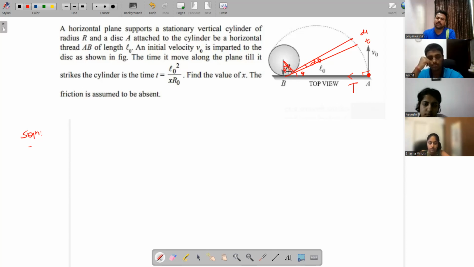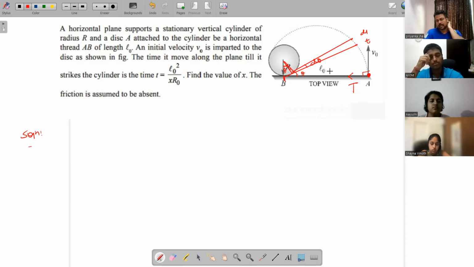Because this is theta, this is 90, this is 90 minus theta, and the whole thing is 90. So this is theta. Now, see, initially the length from here to here was L0.